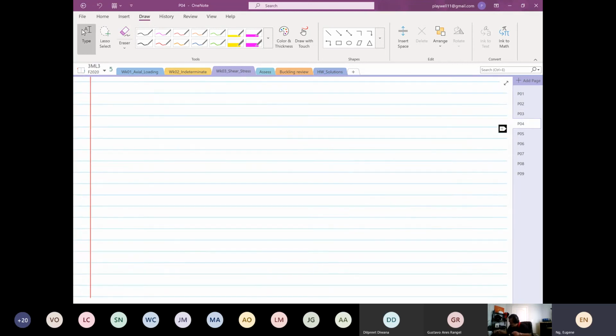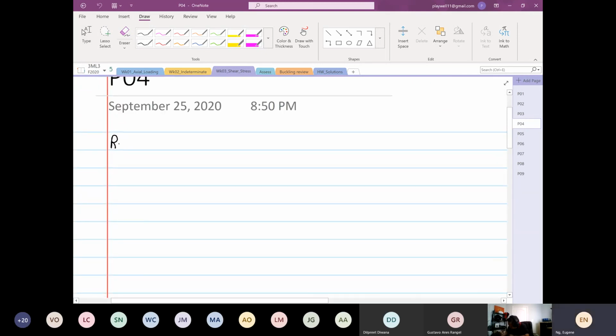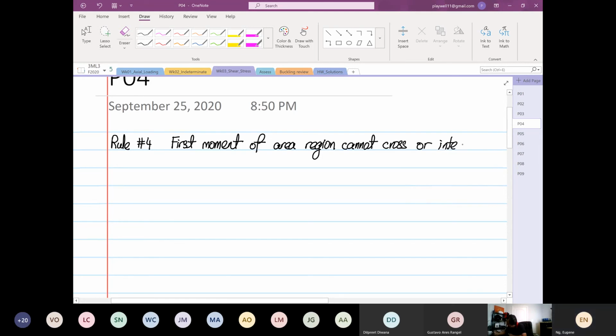So rule number 4 is one of the most important rules. It is that the first moment of area region cannot cross or intersect the centroid. So this is rule number 4.